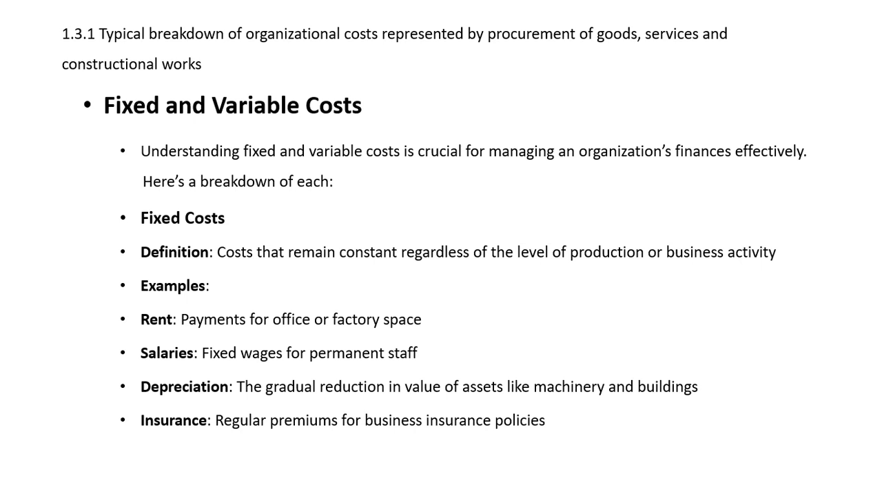1.3.1 Typical breakdown of organizational costs represented by procurement of goods, services, and constructional works. Fixed and variable costs. Understanding fixed and variable costs is crucial for managing an organization's finances effectively. Here's a breakdown of each. Fixed costs. Definition: costs that remain constant regardless of the level of production or business activity. Examples: rent, payments for office or factory space. Salaries, fixed wages for permanent staff. Depreciation, the gradual reduction in value of assets like machinery and buildings. Insurance, regular premiums for business insurance policies.